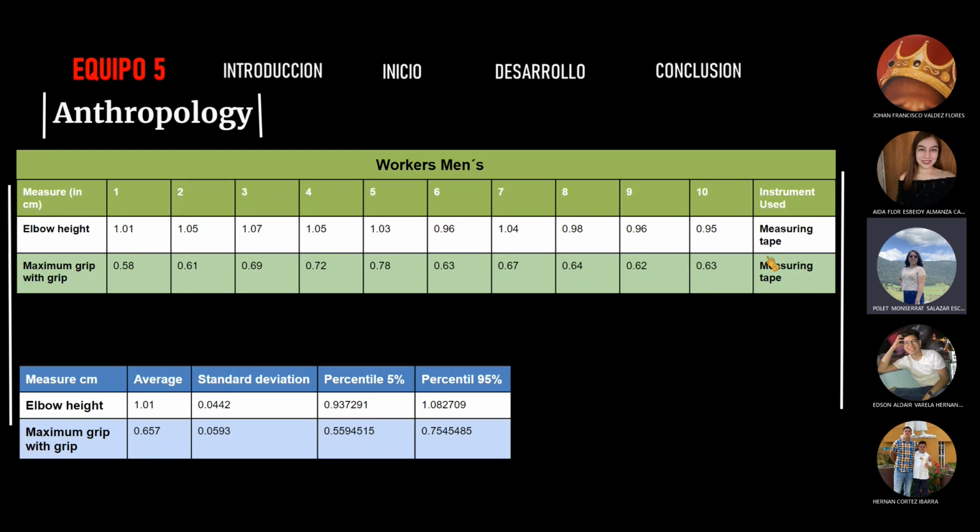Well, next I will expose the anthropometry part, for which we made the measurement of 10 men, taking as a reference the measurements of the height of the elbow and the maximum reach with a grip. For this, the tape measure was used as a tool, and then the calculation of the mean and standard deviation were carried out to finish calculating the percentiles, and they are shown in this slide.